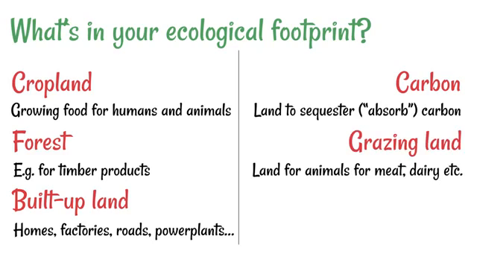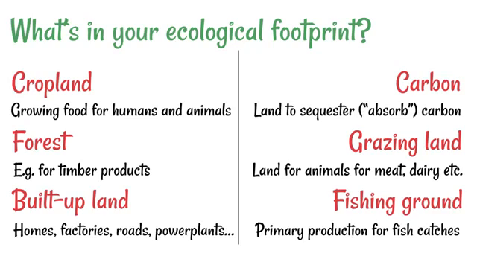Next would be grazing land, and that's the land for the animals, for the products that they use. So animals that they eat as meat, as dairy, eggs that are produced, leather for their shoes, this kind of thing. And then lastly, what about fishing ground? Now, we can't exactly measure that as an area of land because fish are so mobile and spread over a large area, and they use ideas of primary production to calculate this, but essentially fishing ground must be taken into account with an ecological footprint.